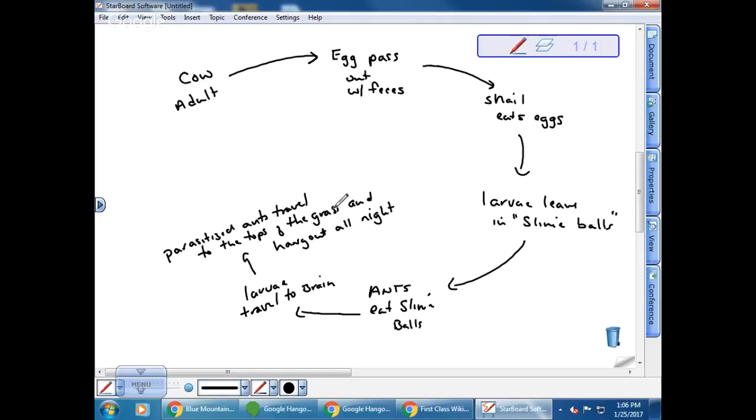So this means that the parasite has affected the behavior of its host such that it is more likely to be passed to the final host, right? So the cow eats the ant. And then the adult is in the cow.